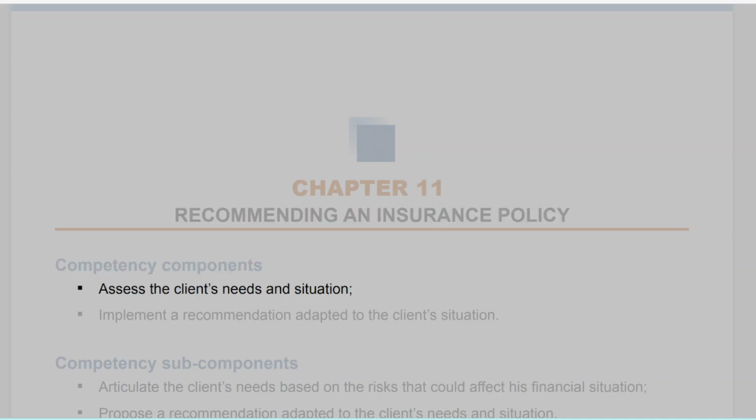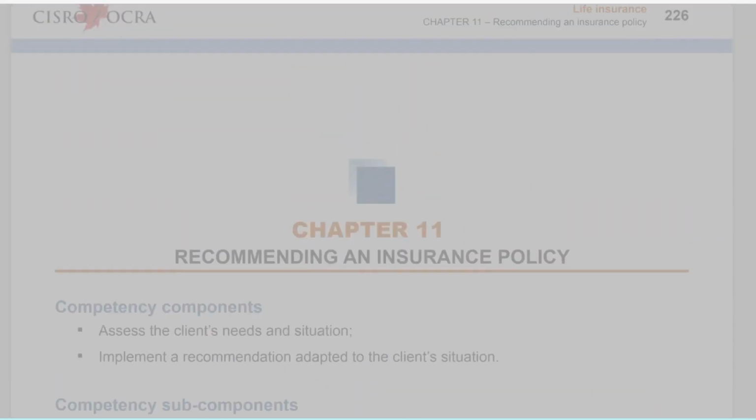Competency components. Assess the client's needs and situation. Implement a recommendation adapted to the client's situation. Competency subcomponents. Articulate the client's needs based on the risks that could affect his financial situation. Propose a recommendation adapted to the client's needs and situation. Important note, for Quebec readership, the calculations must be completed using the Quebec Pension Plan, QPP, benefits and not the Canada Pension Plan, CPP. Life Insurance Chapter 11, Recommending an Insurance Policy 226.